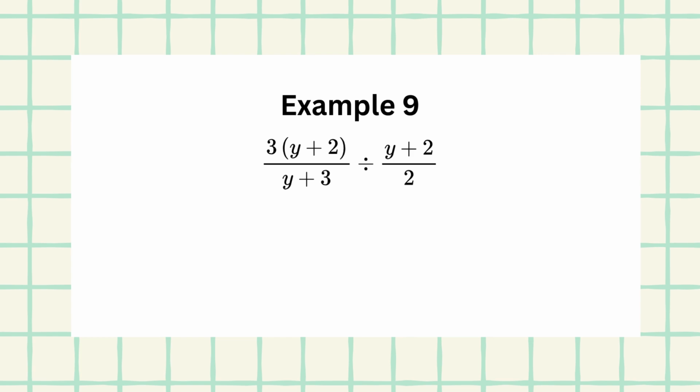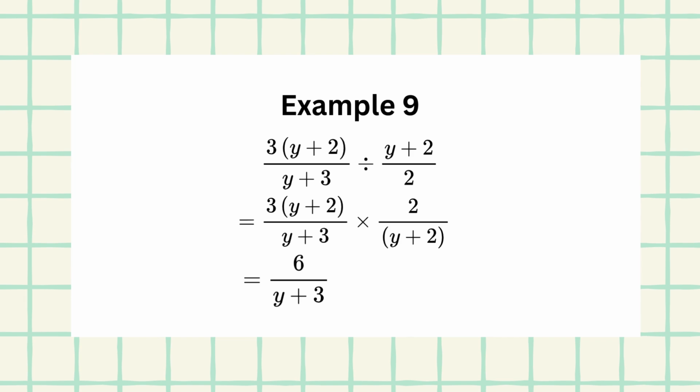Let's try another one. We've got 3 bracket y plus 2 over y plus 3 divided by y plus 2 over 2. So what we're going to do, we're just going to stay, change, flip. Starting with 3 times bracket y plus 2 over y plus 3 times 2 over y plus 2. So what can we see? We have 2 similar expressions, y plus 2, so we can cancel it. Then what do we have left on the numerator? 3 and 2. So 3 times 2 is 6. And on the bottom, we have just y plus 3. So we just write y plus 3. Our final answer, therefore, is 6 over y plus 3.